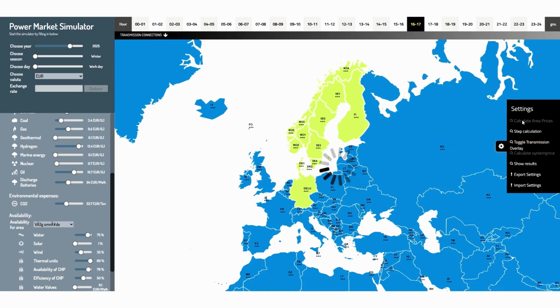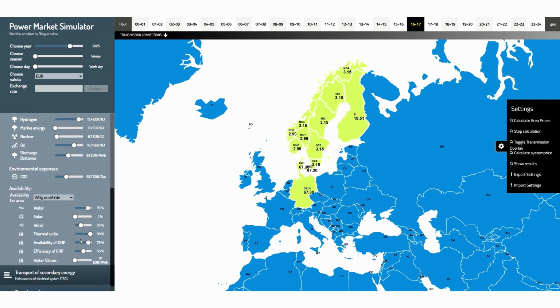Calculate area prices here. And here you have the area prices. You can see that we have the same prices in DK1, DK2 and Germany, and then we have the same prices in this part of Norway, and then we have these prices in Sweden and in NO3 and 4, and this price in Finland. When we've done that, we should change the availability of wind power to 100% and make the calculation once more.